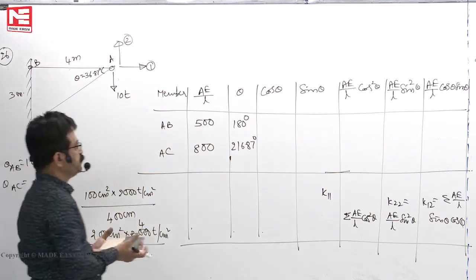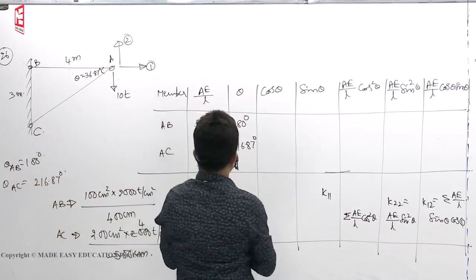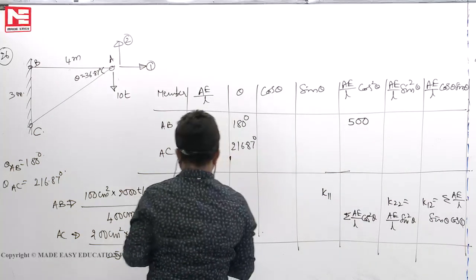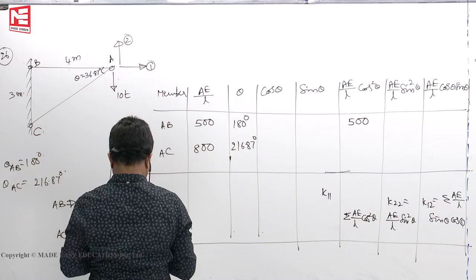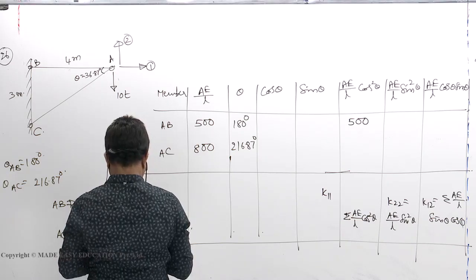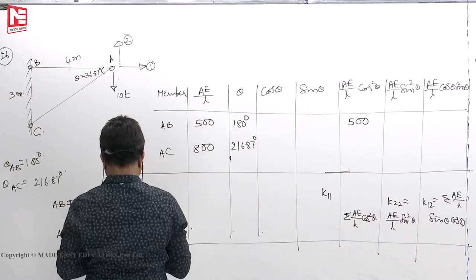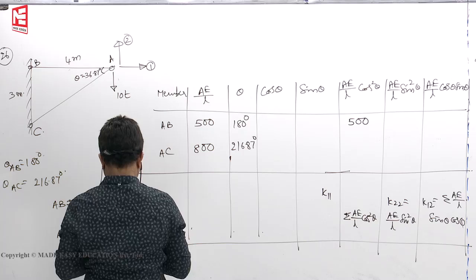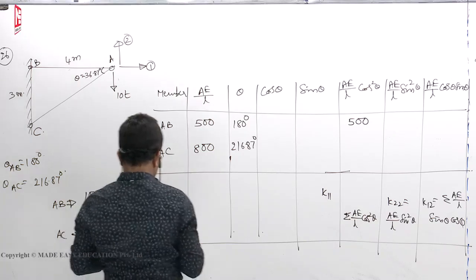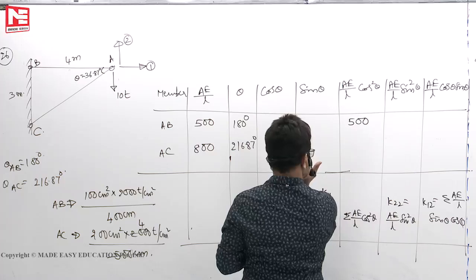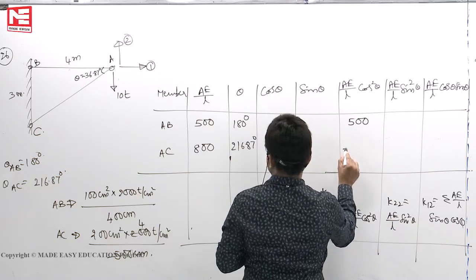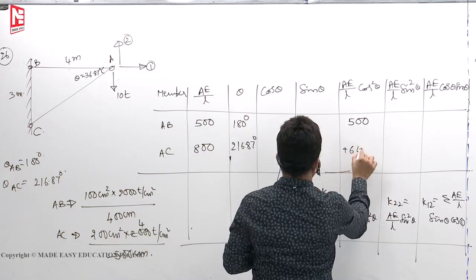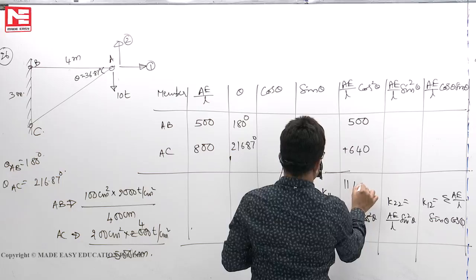Cos 180 is minus 1. So you will get minus 500 itself. Okay. Then next, you will get 640 cos square theta plus 640, 1140.